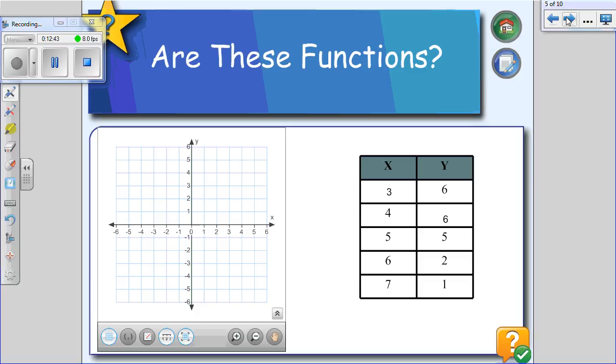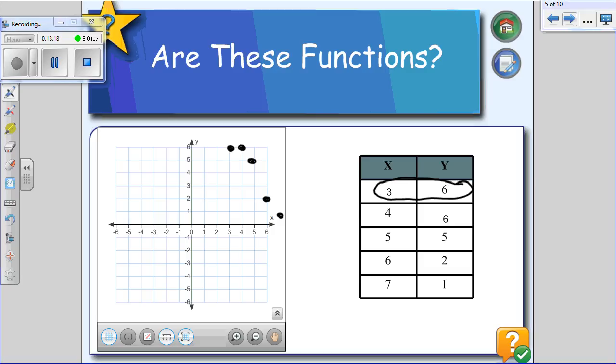Each thing is a point. So the first point they give you is 3, 6, way up there. Your second point is 4, 6. Then you have 5, 5, and 6, 2, and then 7, 1. Is that a function? Sure is.